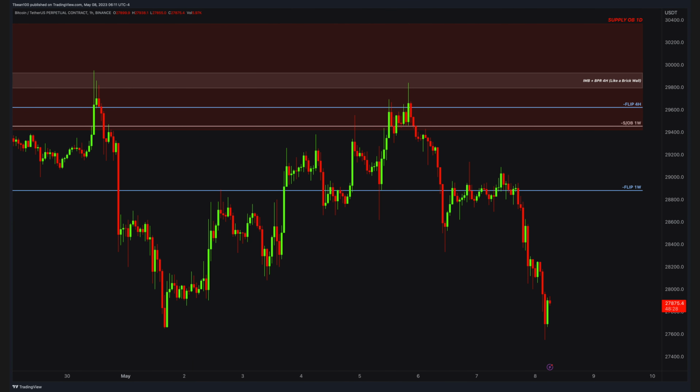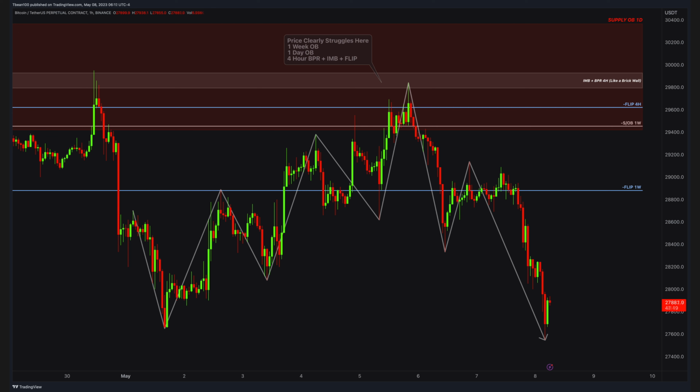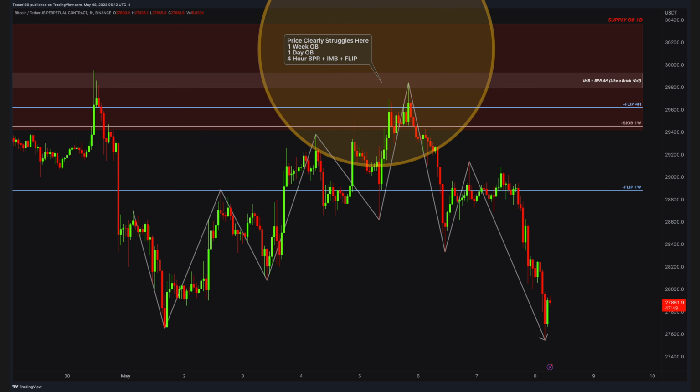Let's go down to the 1-hour chart and have more talk about what is really happening. First of all, what kind of structures do you see here? What is the order flow and what is really happening? This is the general order flow, which is classic and very basic. The most important thing is where it is happening. Notice where the price reacts exactly: weekly order block, daily order block, 4-hour imbalance and balanced price range, and a 4-hour flip point.